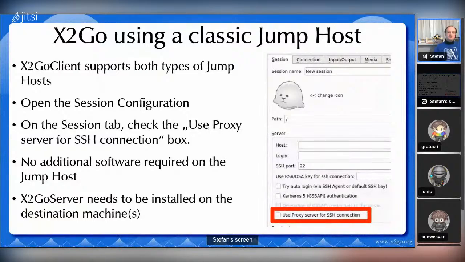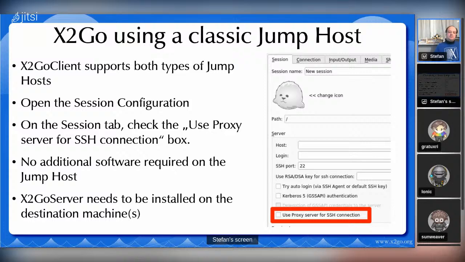X2Go client has built-in support for both types of jump hosts that we just discussed. At session configuration, in the session tab, just check the "use proxy server for SSH connection" box, and this will unhide the corresponding options. Of course, this still requires an X2Go server on the destination machine or machines, but the jump host itself does not need any additional software.